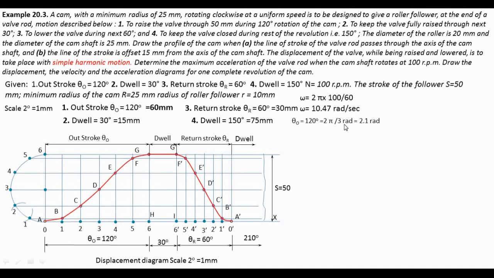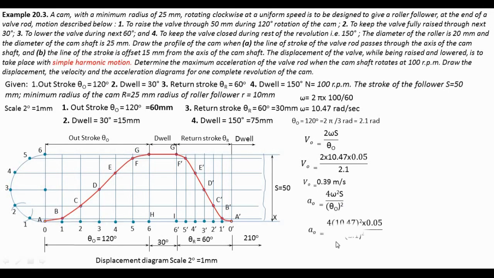I have converted the angle into radian by multiplying by pi by 180. So in terms of radian, it is 2.1 radian. Let us calculate the velocity during outstroke, VO. The formula is 2 omega s divided by theta O. By calculation, VO is 0.39 meter per second. Similarly, acceleration during outstroke, AO, is equal to 4 omega square s divided by theta O square. By calculation, it is 6.13 meter per second square.